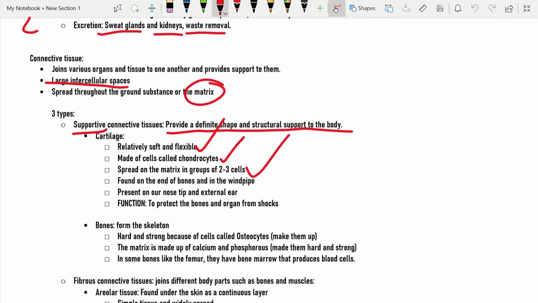Easy English, nothing too hard. And they're present on the nose tip. If you touch your nose tip, you see that it's very squishy. That's cartilage. And the external ear, it has cartilage. You might be like, how is it hard and bendy? Well, that's what cartilage is like. Now let's talk about bones.